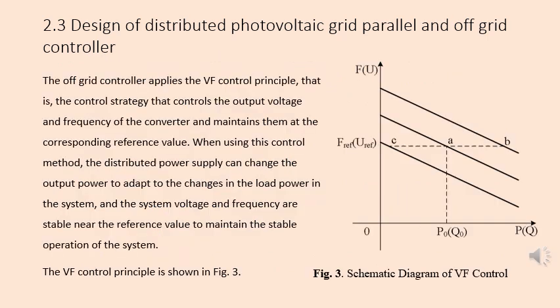The off-grid controller applies the VF control principle. That is, the control strategy that controls the output voltage and frequency of the converter and maintains them at the corresponding reference value. When using this control method, the distributed power supply can change the output power to adapt to the changes in the load power in the system. And the system voltage and frequency are stable near the reference value to maintain the stable operation of the system. The VF control principle is shown in Fig. 3.